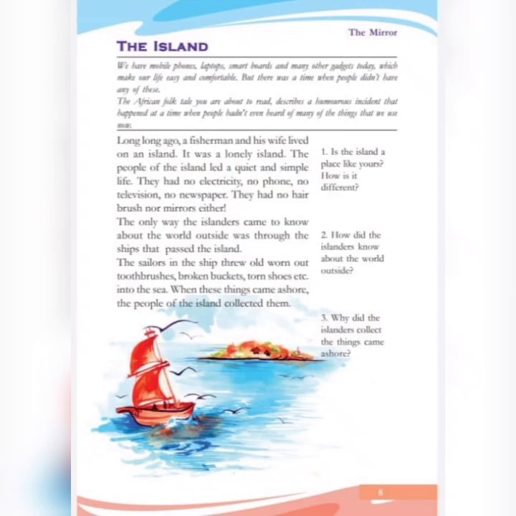Long, long ago, a fisherman and his wife lived on an island. It was a lonely island. The people of the island led a quiet and simple life. They had no electricity, no phone, no television, no newspaper. They had no hairbrush nor mirrors either. It means they led a life which is absolutely different from that of the other people.